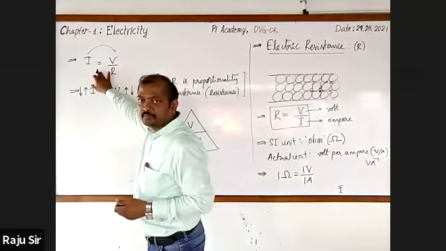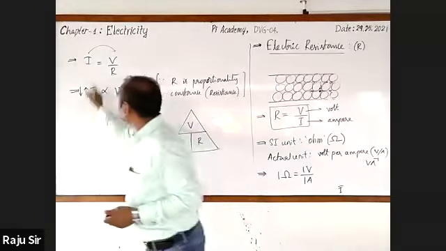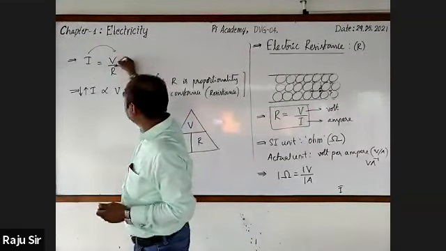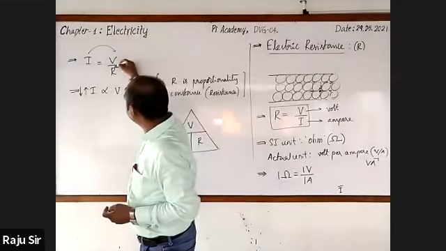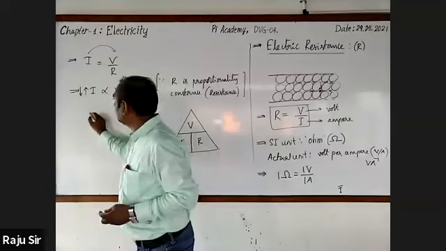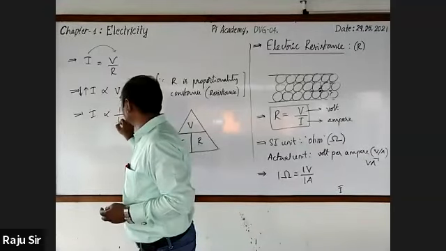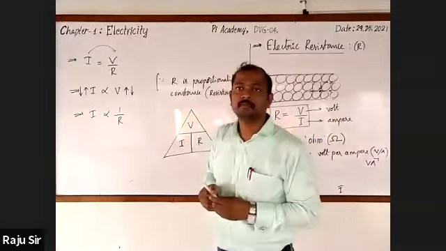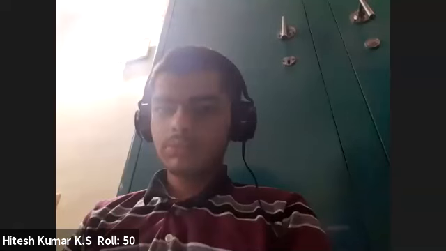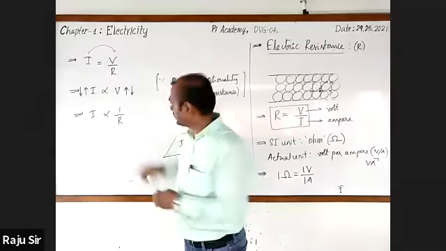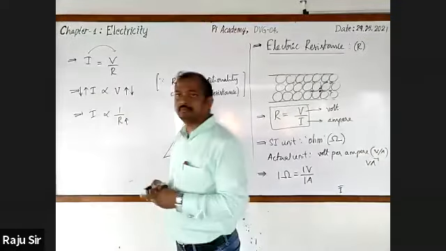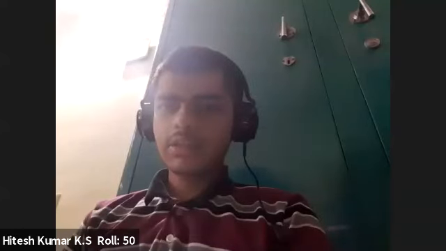Similarly, just look here. Come across this formula again. I is equal to V by R. I take only with respect to R. R is in the denominator. Can we write it as inversely proportional to R? Yes, sir. If the electric resistance increases, what will be the current? Decreases, sir.